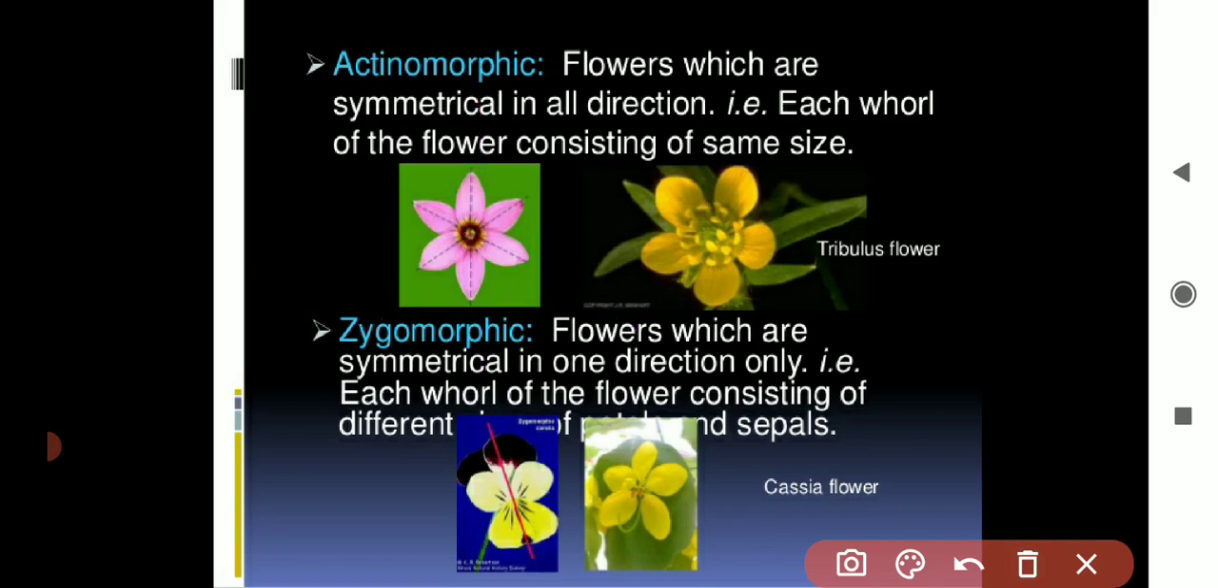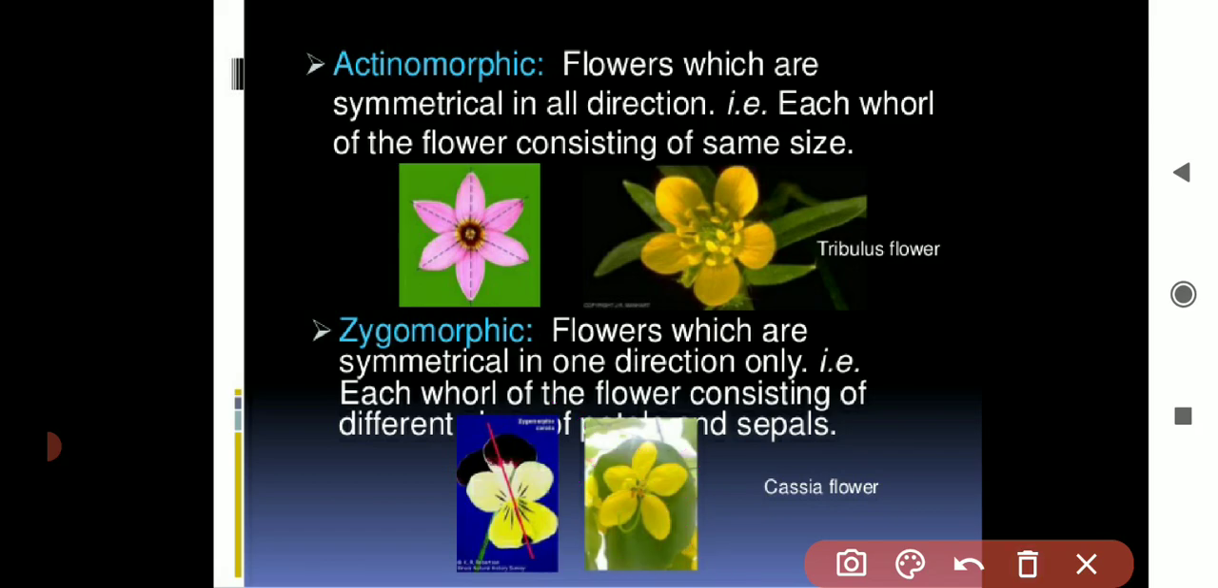Now look at the other one, zygomorphic. Here there are only 5 petals: 1, 2, 3, 4, 5. Now if I cut it this way, I will get equal halves, yes. Here is a mirror image of here. But if I cut it this way, do you see? There are 3 petals here, but only 2 down. Or if I cut it this way, there are 2 here and 3. So we don't get exactly equal, okay?